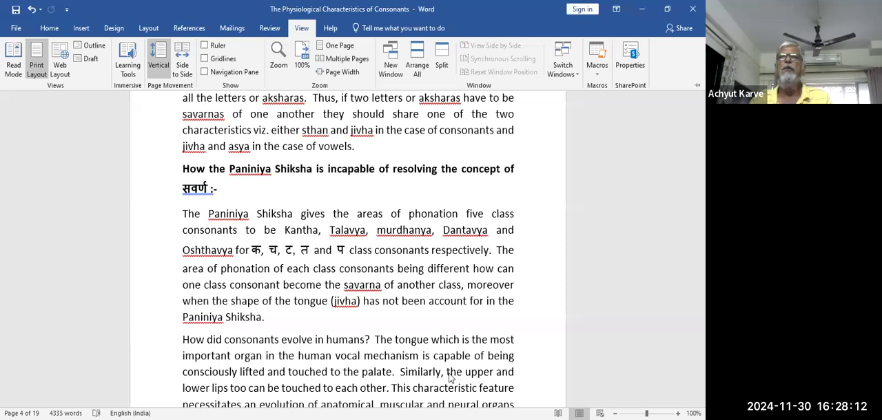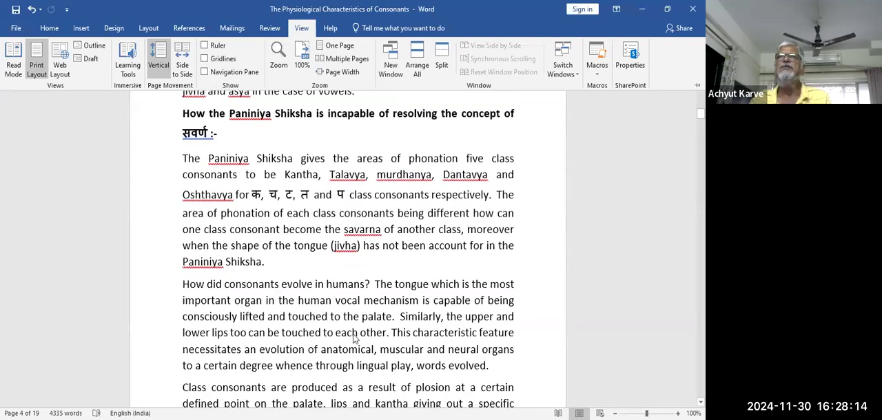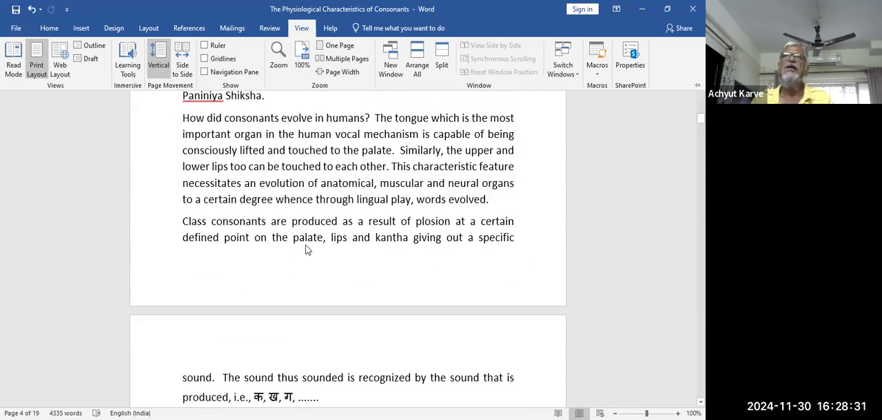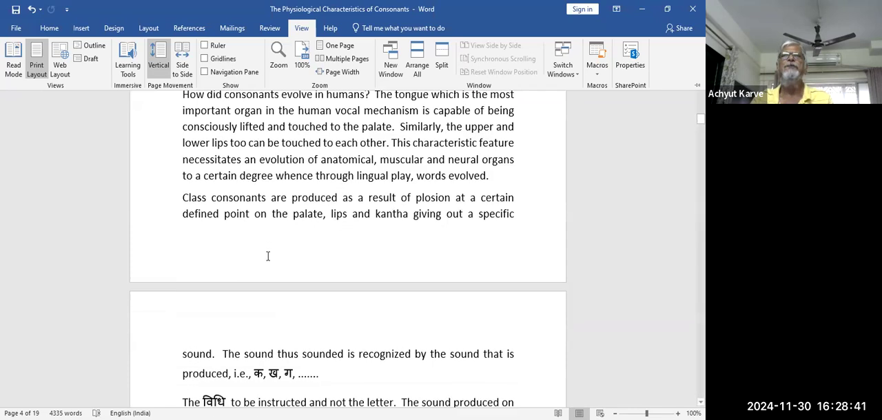Similarly, the upper and the lower lips too can be touched to each other. This characteristic feature necessitates an evolution of the anatomical, muscular and neural organs to a certain degree, whence through lingual play, words evolved. Class consonants are produced as a result of plosion at a certain defined point on the palate and kantha, giving out a specific sound.